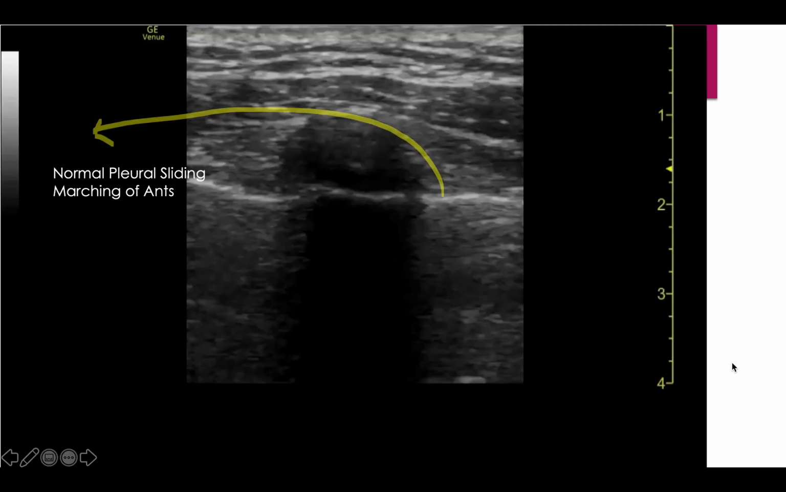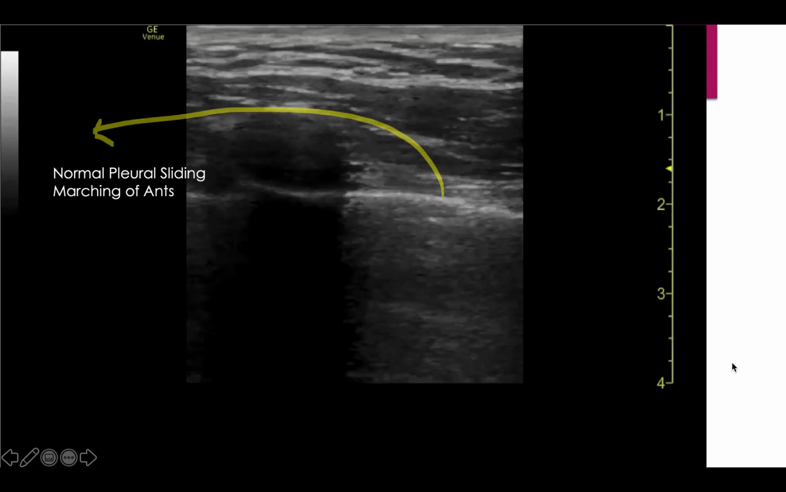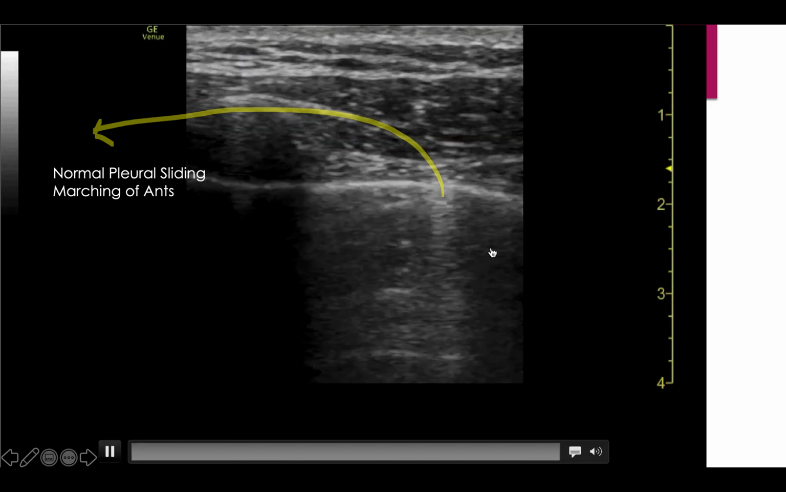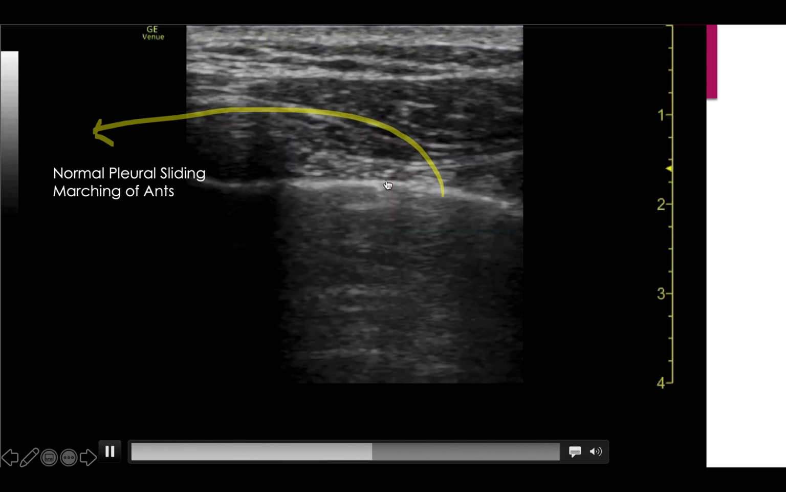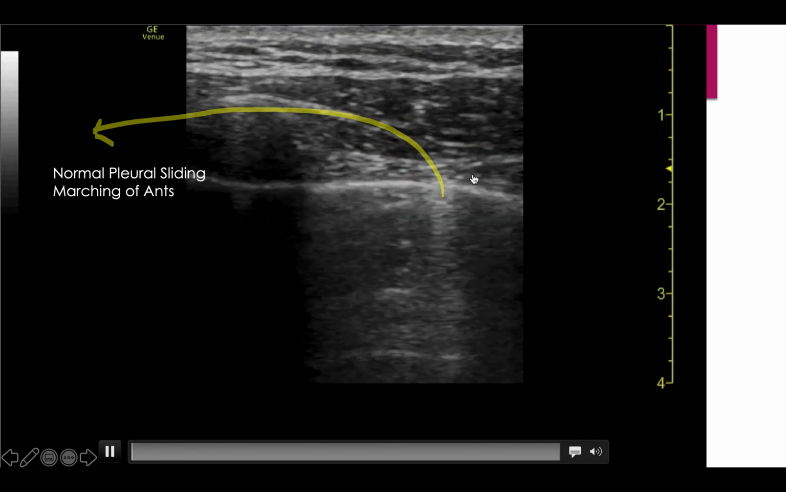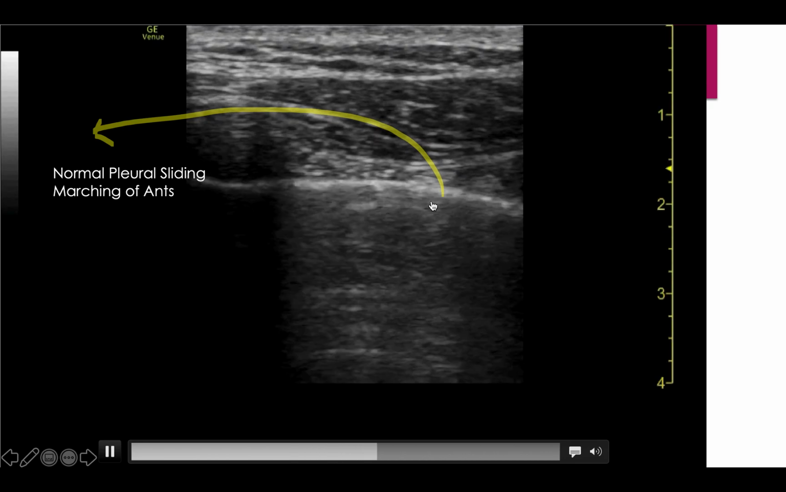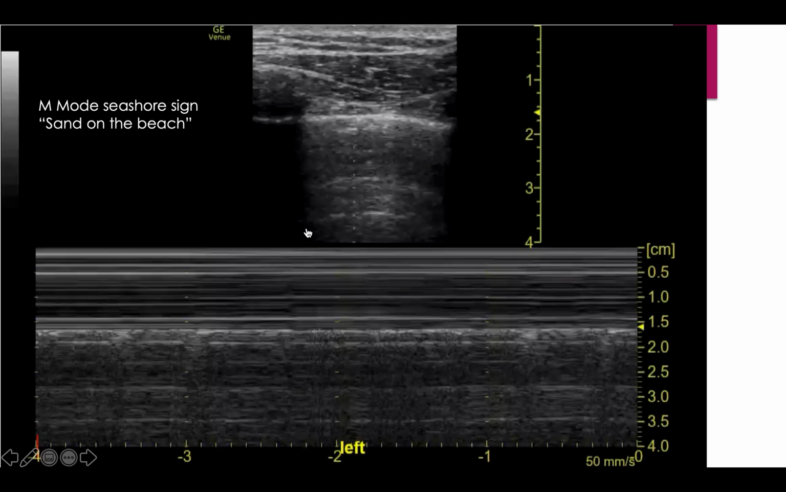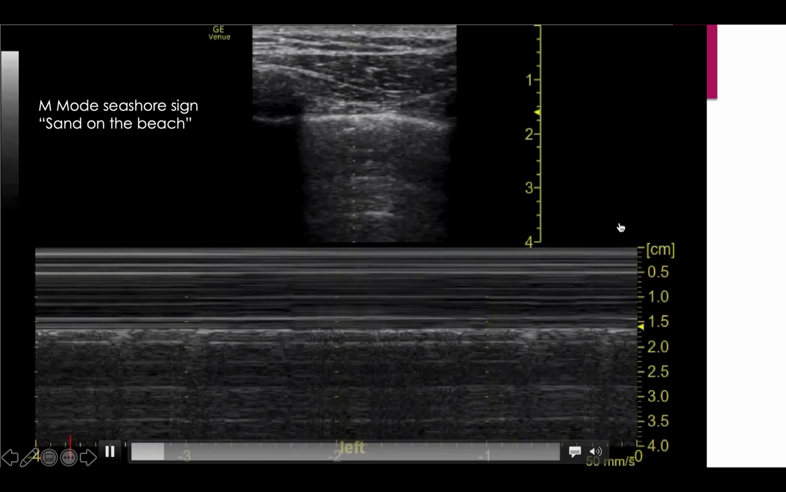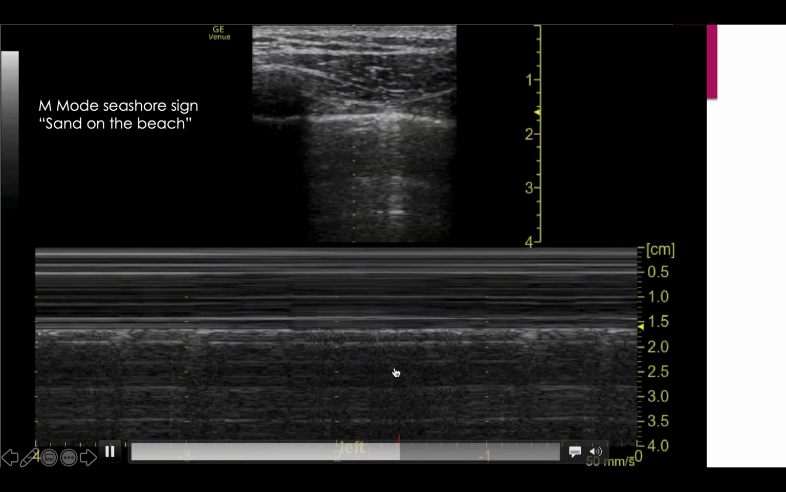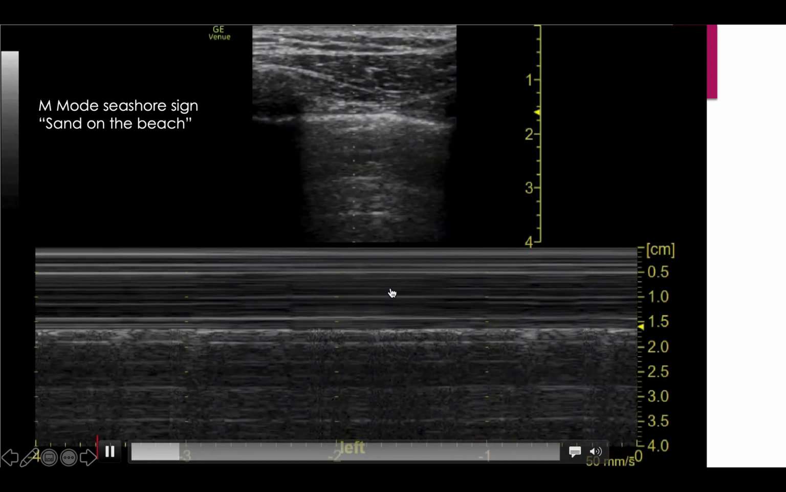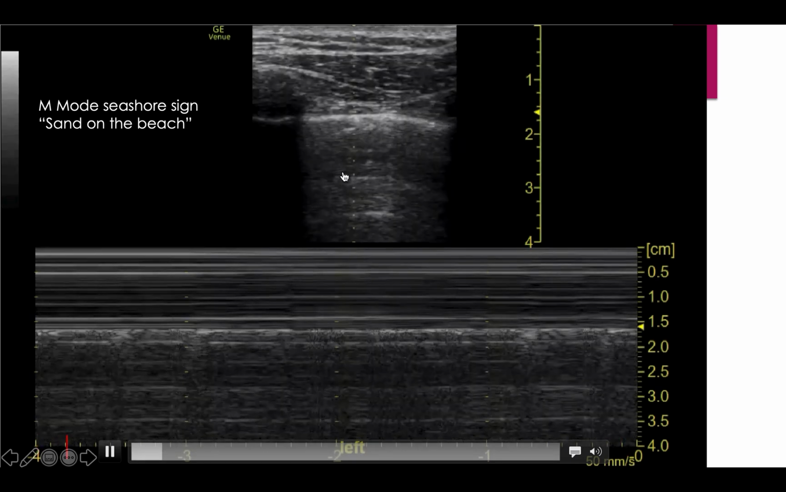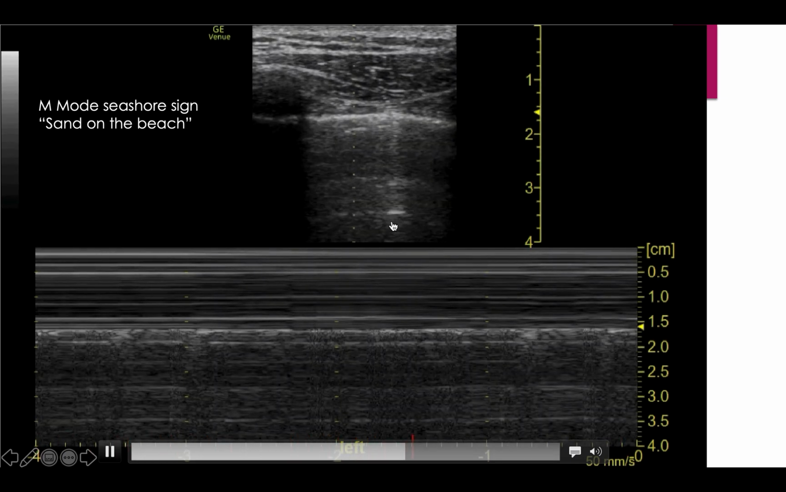So we did a bedside ultrasound of his lung. You see this is on the left side. You see the pleura quite sliding nicely. You see A lines, and you can argue maybe one B line, which is of no clinical significance at all. And put the M mode on, and you see these kind of sand on the beach or the seashore sign. Again, you see sliding of the pleura, nicely, A lines.